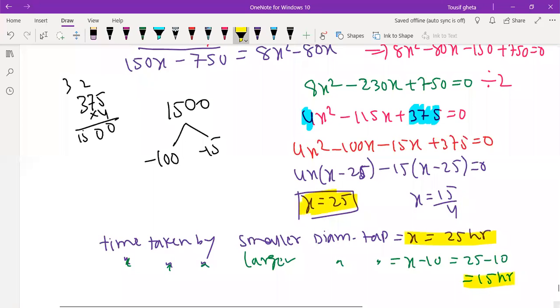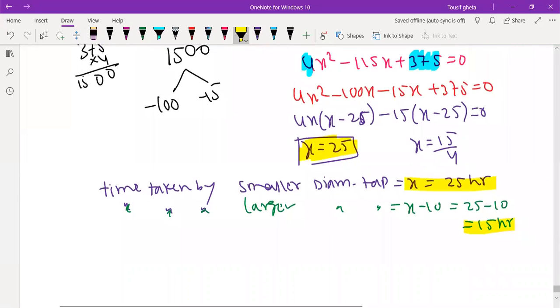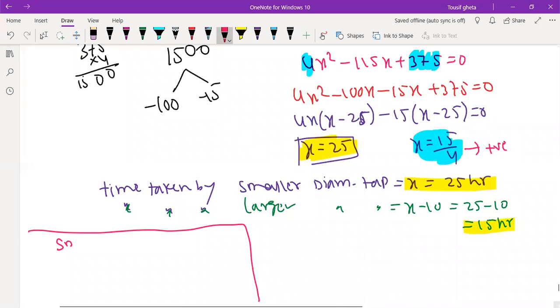So you understood the larger diameter and smaller diameter. Now one more person can ask the question: sir, even 15 by 4 is positive now, then why don't you take this one? It is also positive. You can explain this answer. Okay, smaller diameter I will take 15 by 4 hours.